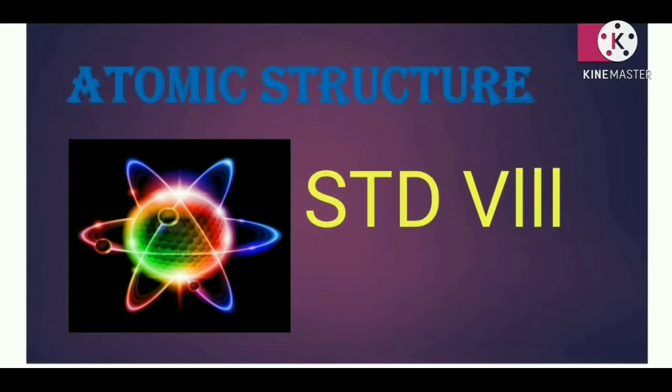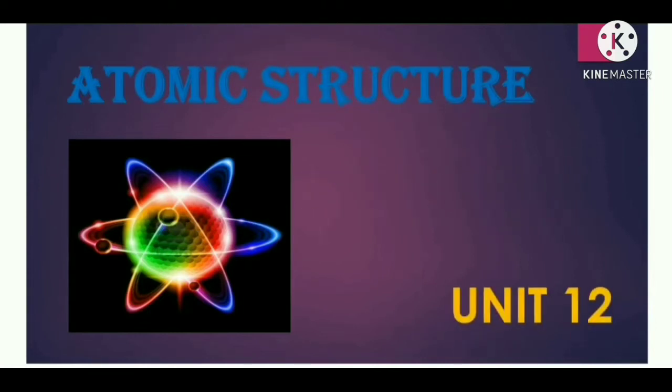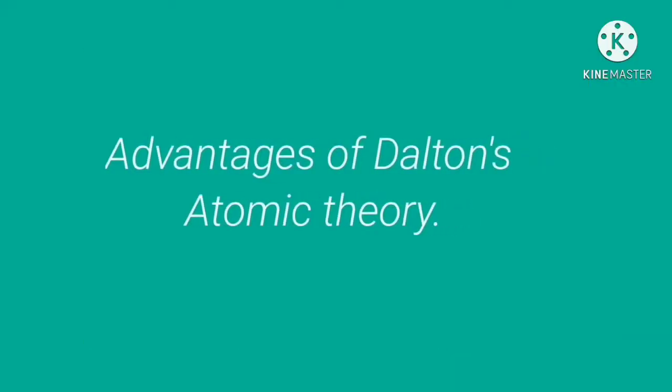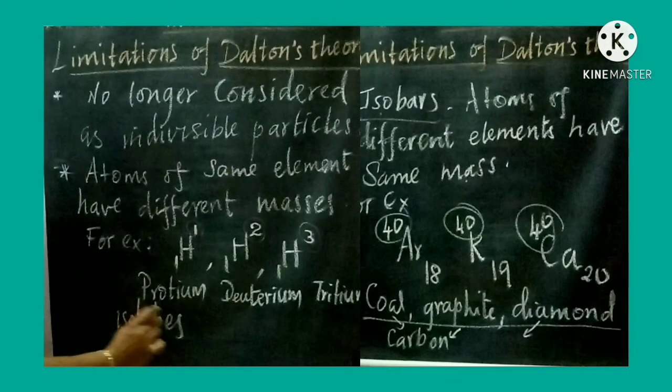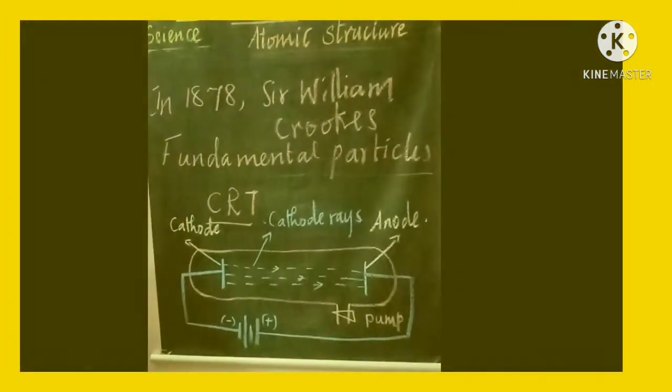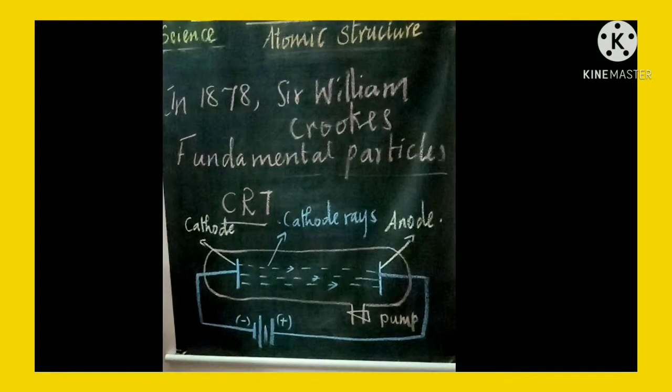Good morning, children. In this unit, Atomic Structure, what have we learned so far? A small recap. Already we have learnt about Dalton's atomic theory, its advantages and its limitations, isotopes and isobars. Then with the CRT, Sir William Crookes' CRT tube, the discovery of fundamental particles, electrons, neutrons, and protons by the scientists using this CRT tube.